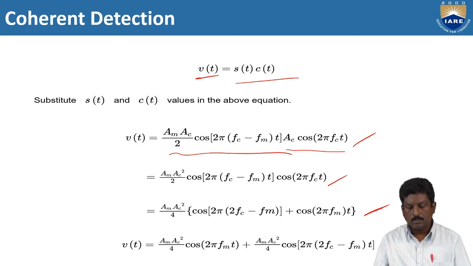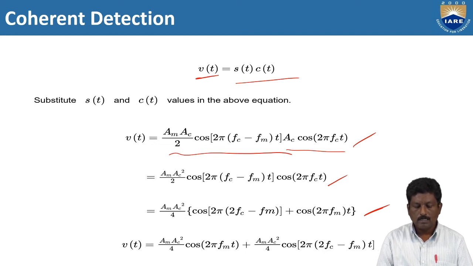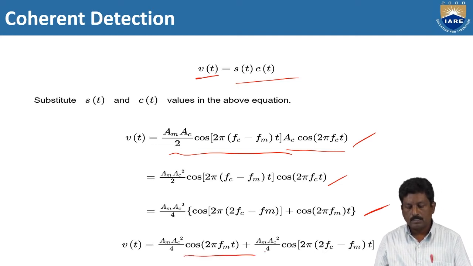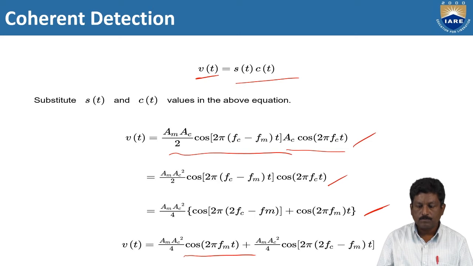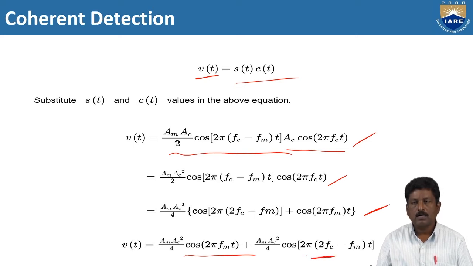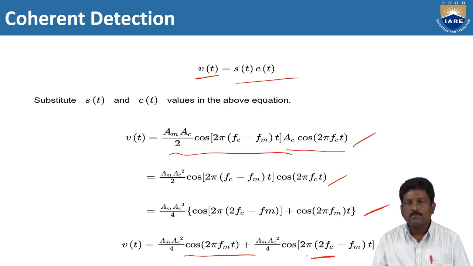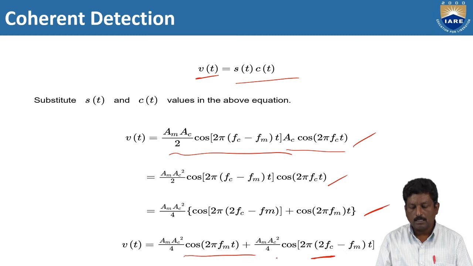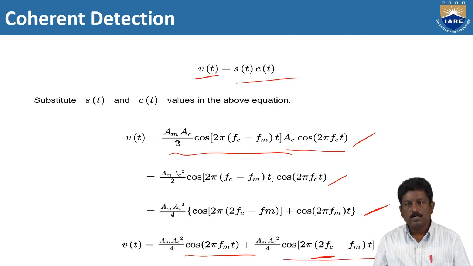From this, you can separate the low frequency and the high frequency components. Take Am Ac²/4 cos 2πfmt, the modulating signal, which is low frequency. Coming to Ac² Am/4 cos 2π(2fc − fm)t, 2fc is the high frequency. The carrier frequency is already a high frequency component, and here we get two times the carrier frequency, so the entire term is a high frequency component.